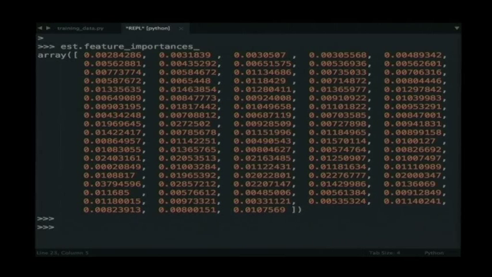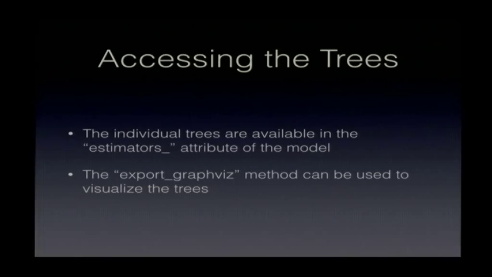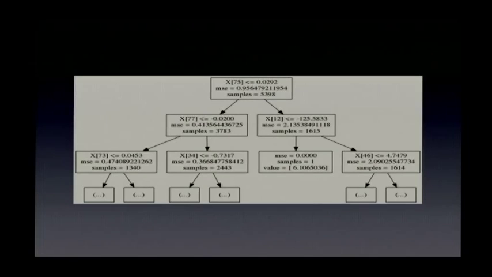Okay, and then really quickly, because I'm probably going over time, how do we get to the individual trees? The estimator has an attribute called estimators, which you can use to get at the individual trees. And then Scikit-learn has an export_graphviz method, which will allow you to dump a tree out into graphviz file format. And then you can use graphviz tools to produce something like that, that you can use to visualize each of your trees. Now, you're probably going to have hundreds, maybe thousands of trees, so how useful this is, I don't know, but there you go, you can do it.